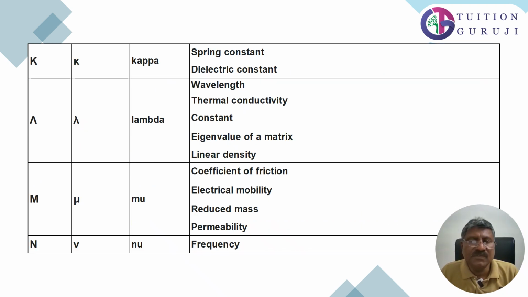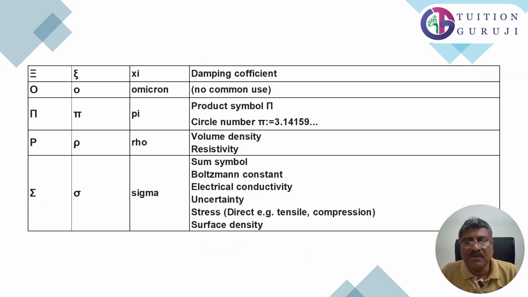Kappa is used for spring constant and dielectric constant. Lambda is for wavelength, thermal conductivity constant, eigenvalue of the matrix, then linear density. Mu is used for coefficient of friction, electrical mobility, reduced mass and permeability. And nu is used for frequency. Xi is used for damping coefficient, omicron is not used commonly. Then pi is used as a product symbol and as a circle number. Rho for volume density and resistivity.